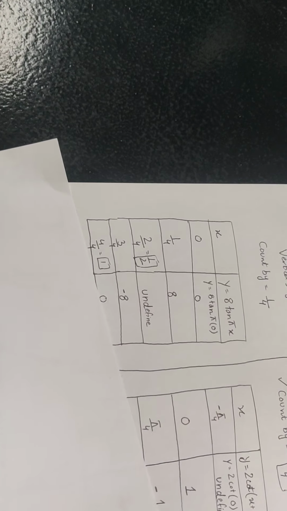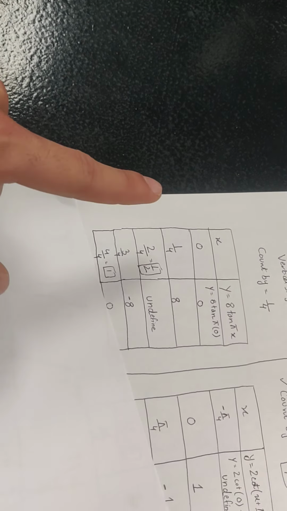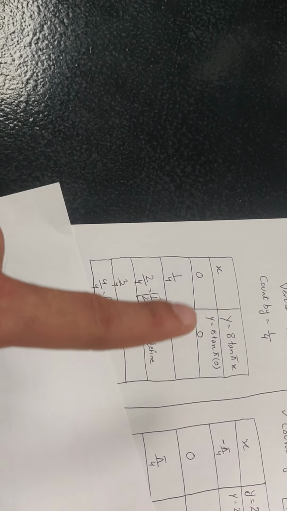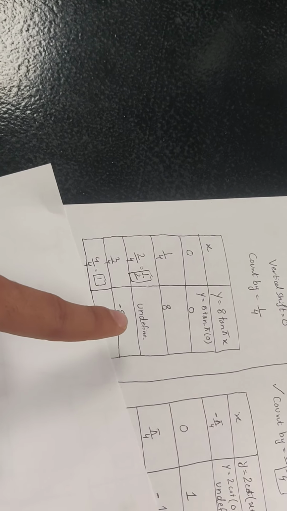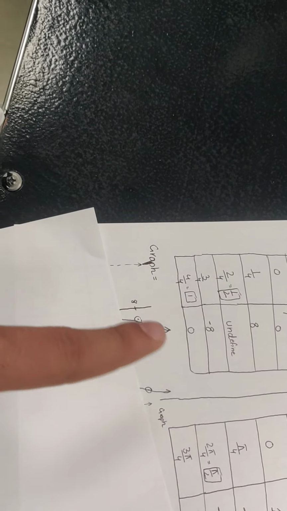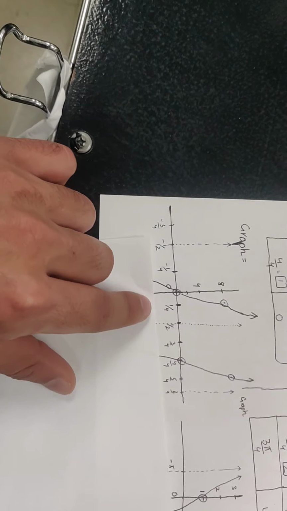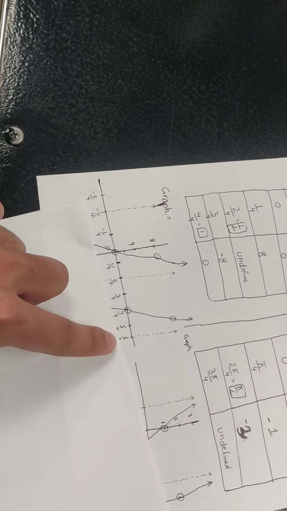Alright, and we go to the graph. We plot the points 0, 1/4, 2/4, 3/4, 4/4, and we put the respective values. At 0 we put 0, at 1/4 we put 8. At 1/2 we put the y value of undefined, which is an asymptote, and then negative 8, and then 0. Use the same values and repeat them for the second interval.